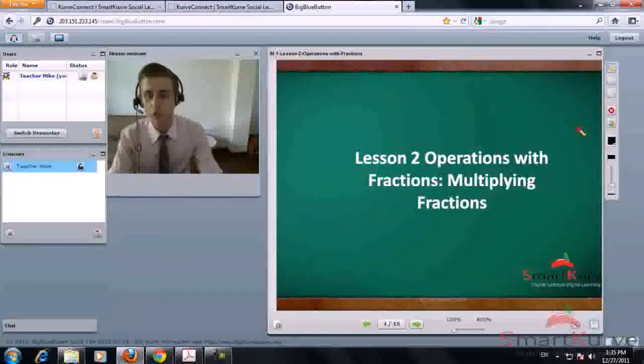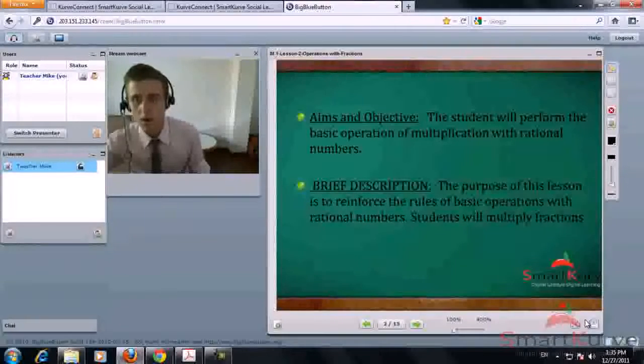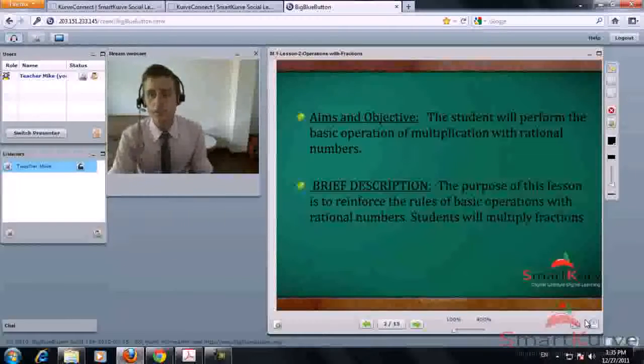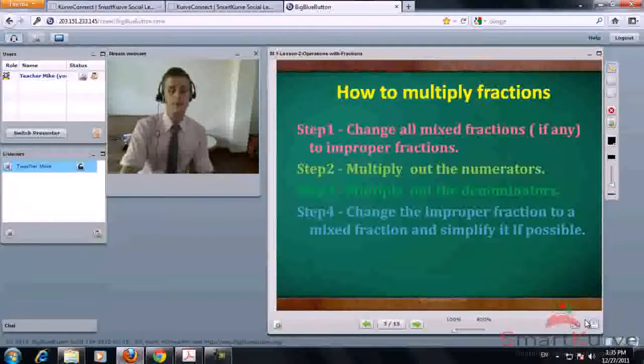Okay, lesson 2. Operations with fractions. Multiplying fractions. Aims and objectives. The students will perform the basic operation of multiplication with rational numbers. The purpose of this lesson is to reinforce the rules of basic operations with rational numbers. Students will multiply fractions.